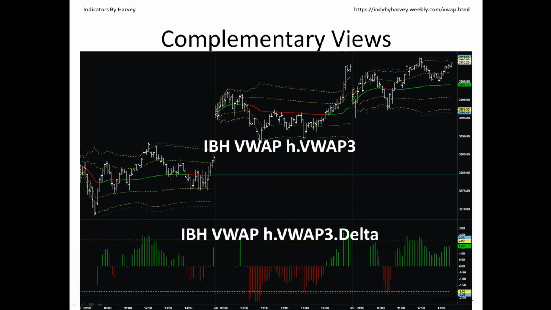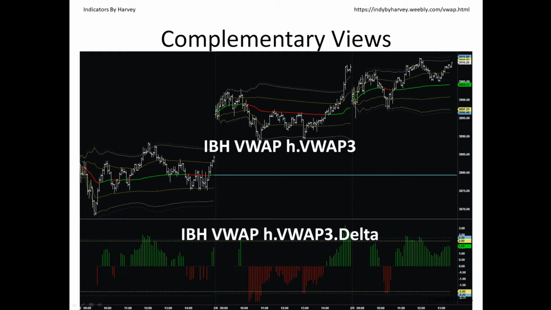Let's take a look at the output of these 2 studies. h.VWAP3 calculates the VWAP, draws VWAP and the select bands in the price chart. So you can look at the price chart and see where VWAP is, and you can see where band 1, band 2, and the upper and lower deviation bands are. You can see that on the price chart.